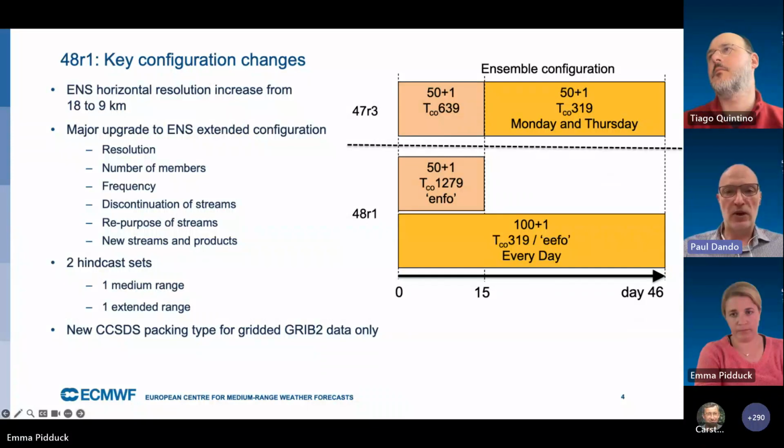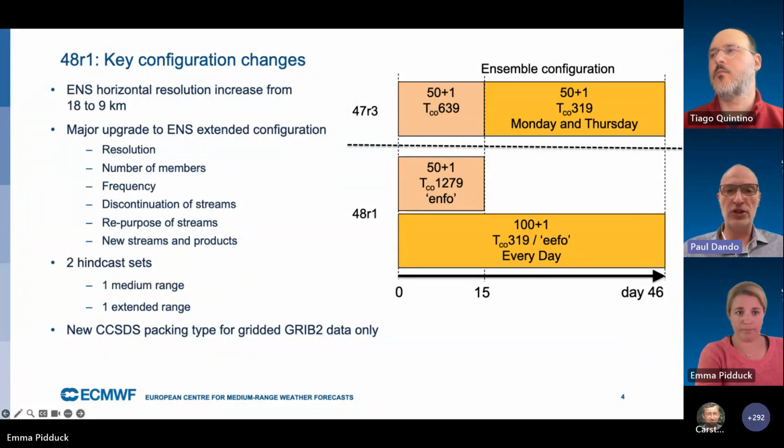Now we currently have only the one hindcast set because we have just one ensemble forecast, if you like, but from 48R1 we'll have 2 different hindcast sets. One for the medium range, at the 9-kilometer resolution, and one for the extended range at the 36-kilometer resolution. And these will be produced twice a week on Monday and Thursday as they are now.